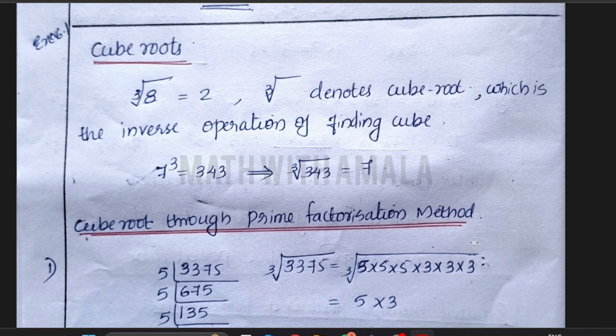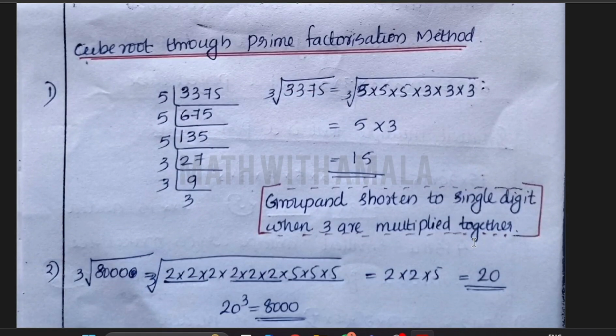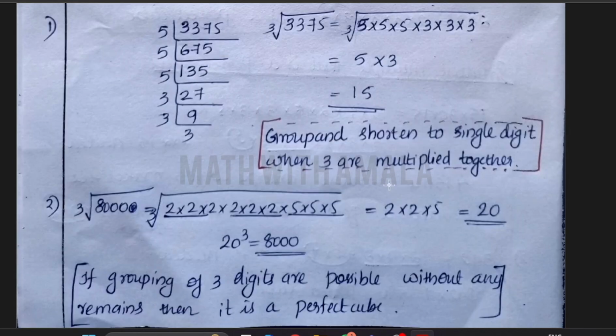Cube root through the prime factorization method. Like the same that we have done for finding square roots through prime factorization, we are doing the same method here also. Take 3375, and you have to take the 5s out of it and 3s out of it, that means the possible primes. Group them into triplets and shorten to a single digit when 3 are multiplied together. You will get the cube root of 5 into 5 into 5, 3 into 3 into 3. That is the cube root of 5 cube into 3 cube, that is 5 into 3, which is 15.